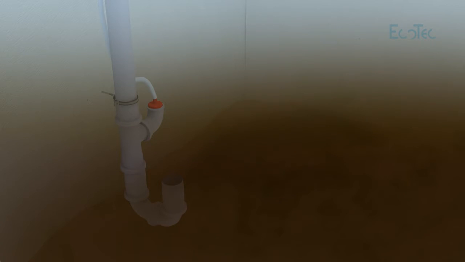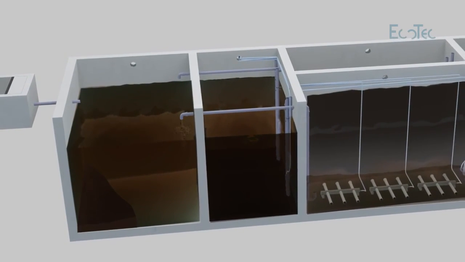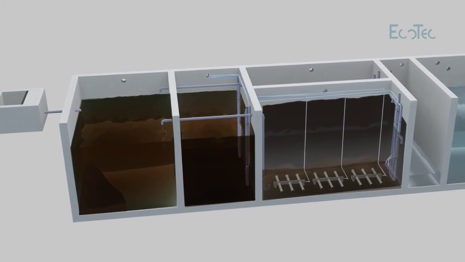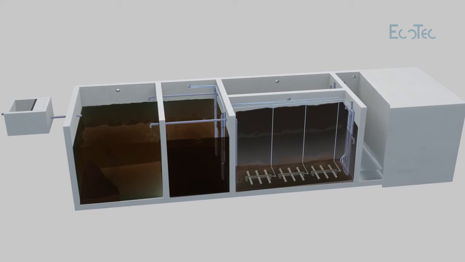Excess sludge is pumped back to the first portion of collection tank for subsequent storage. The EcoSBR plant is now ready for the next treatment process.